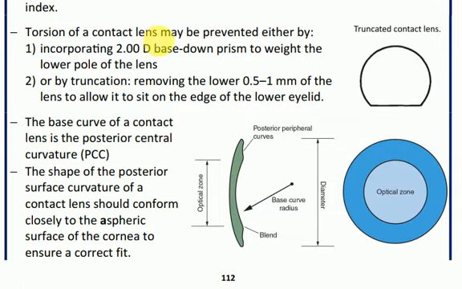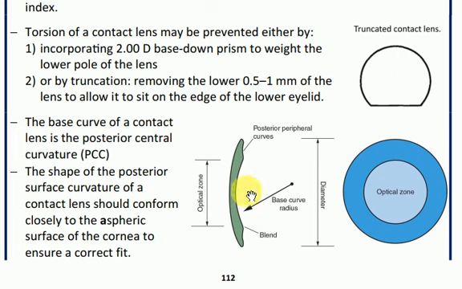Torsion of a contact lens may be prevented by incorporating 2 diopter base down prism to weight the lower pole of the lens. 2 diopter base down prism. Another way to prevent torsion is by truncation, removing the lower 0.5 to 1 mm of the lens to allow it to sit on the edge of the lower eyelid.